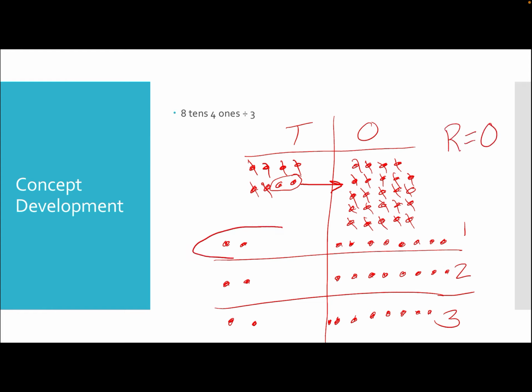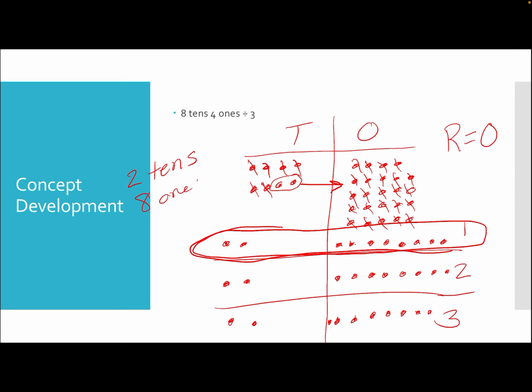And we are going to look at our first line here to determine what our answer is. So we've got 2 tens and 1, 2, 3, 4, 5, 6, 7, 8 ones. And when you write that in standard form, you're going to get 28. So our quotient is 28 with a remainder of 0.